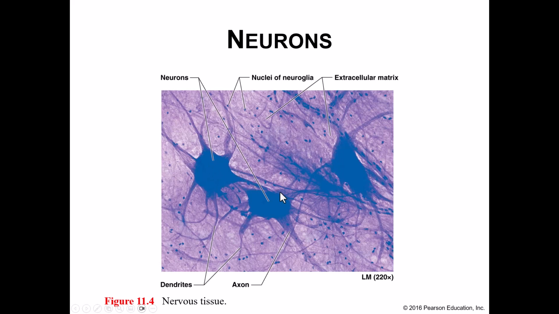With the neuron, you can see these processes coming off. This is going to be your axon. These shorter, more numerous processes are going to be your dendrites. We receive signals via the dendrites. We send out the information via the axons.